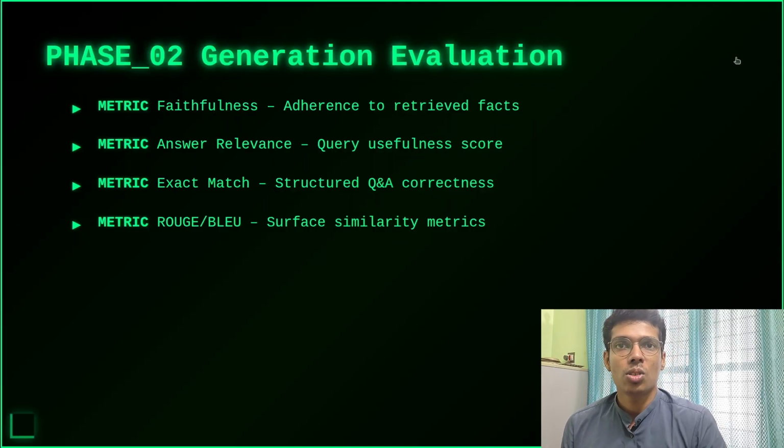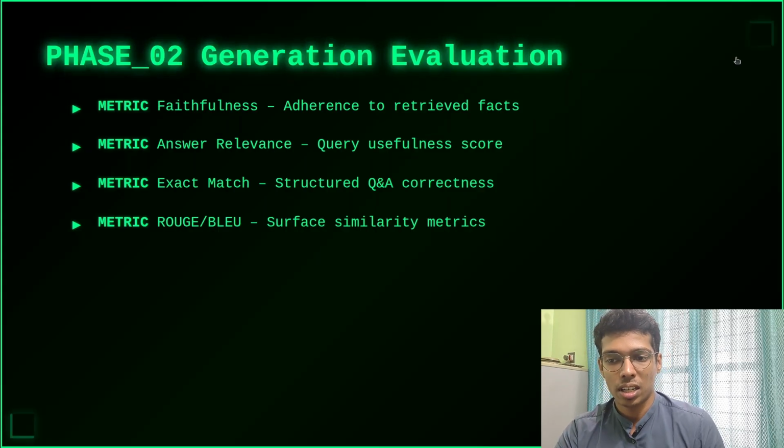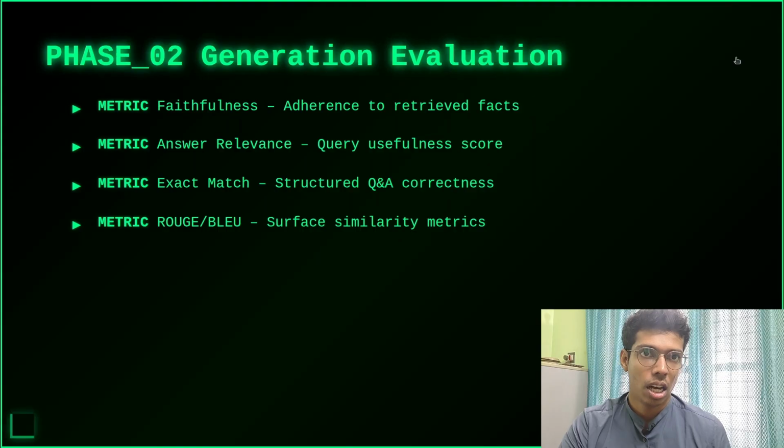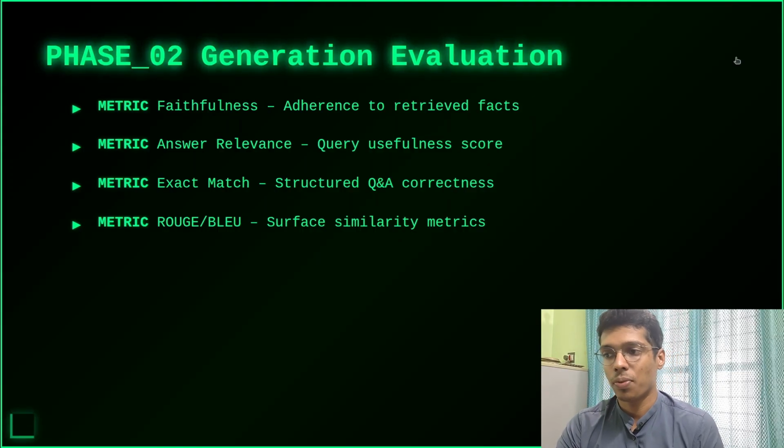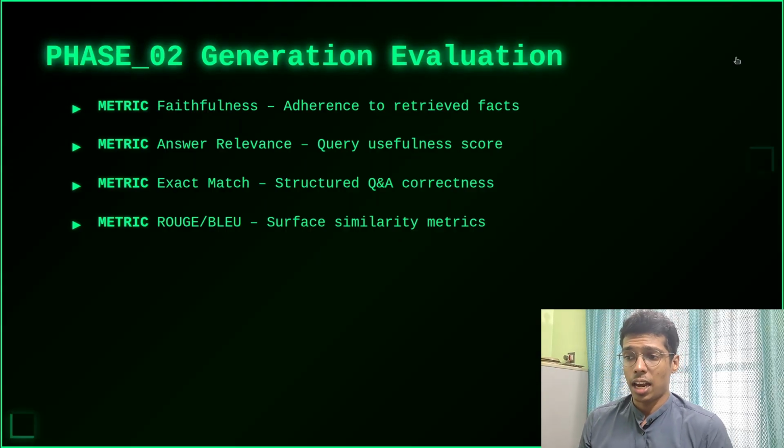Because there is no particular way of saying it. So first, there are a few metrics to see how good our results are. First one is faithfulness. Second one is answer relevance. Then there is exact match and ROUGE. For exact match, we will check a word-to-word matching. For example, we will have a ground truth, and we will check the output from the LLM as well. So if the words match exactly, we will say it's an exact match.